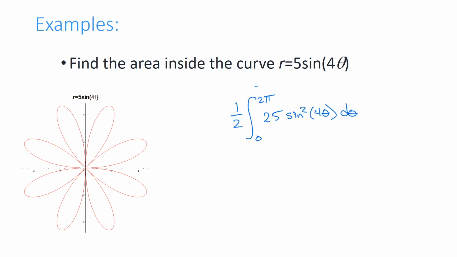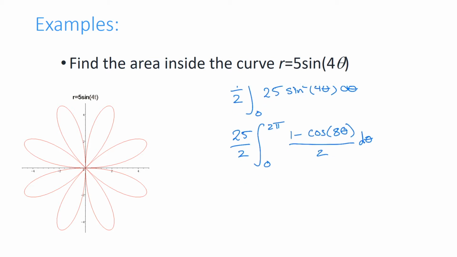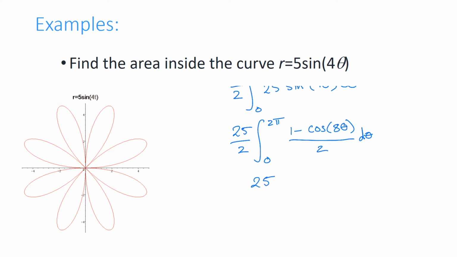Okay, so this thing is going to be 25 halves times the integral from 0 to 2 pi of 1 minus cosine of 8 theta, that's 2 times 4 theta, all over 2. Now we can do this pretty straightforward. It's not bad. 25 fourths times theta, that's the antiderivative of 1. The antiderivative of cosine of 8 theta is sine of 8 theta over 8. And this is evaluated from theta equals 0 to theta equals 2 pi.